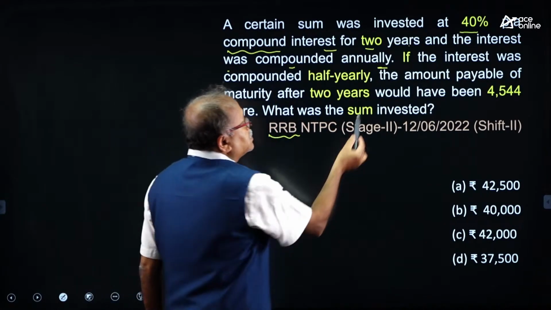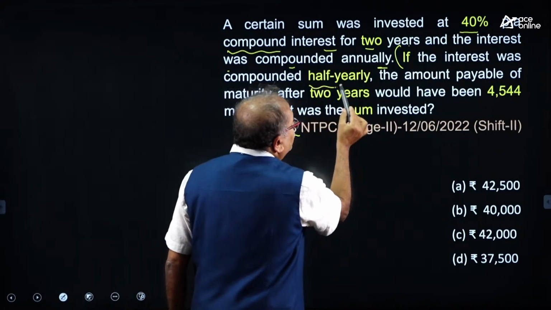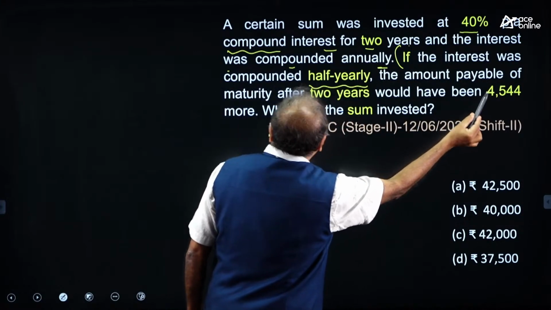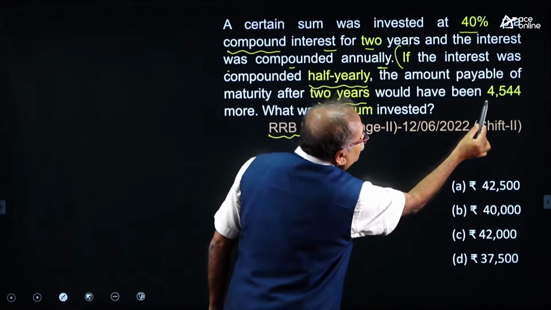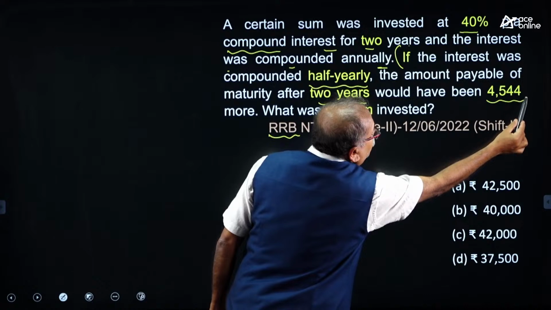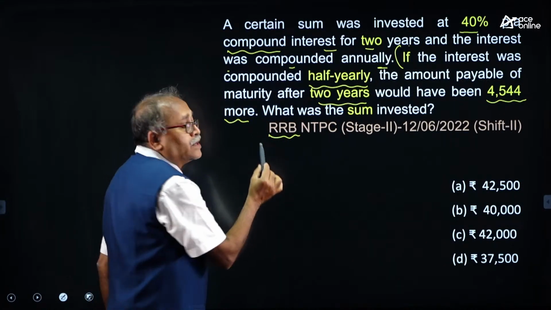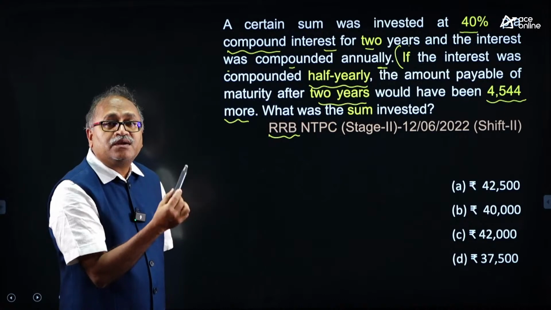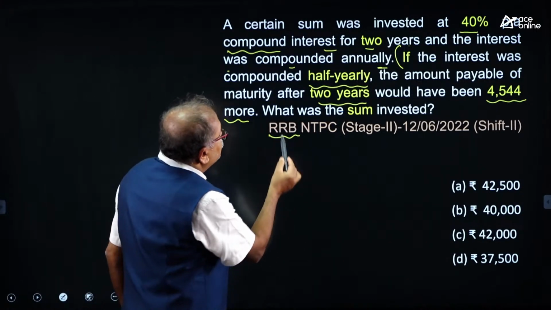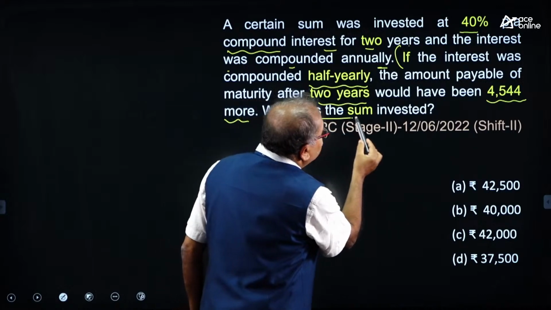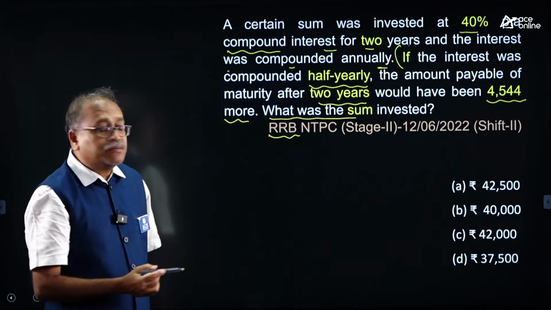But another sentence is there. If the interest was compounded half yearly, the amount payable on maturity after 2 years would be rupees 4,544 more. In the second case, the interest is more. Okay, fine. So, what is the question? What was the sum invested?